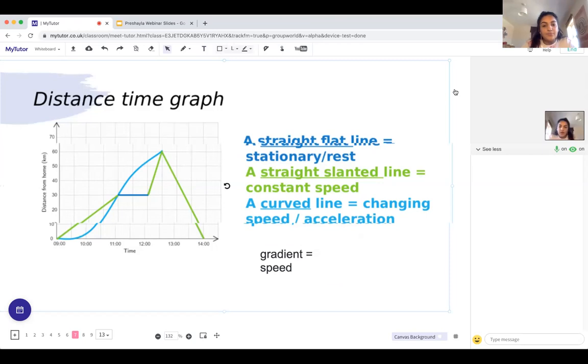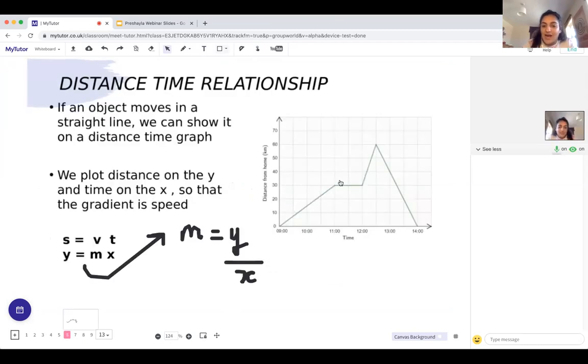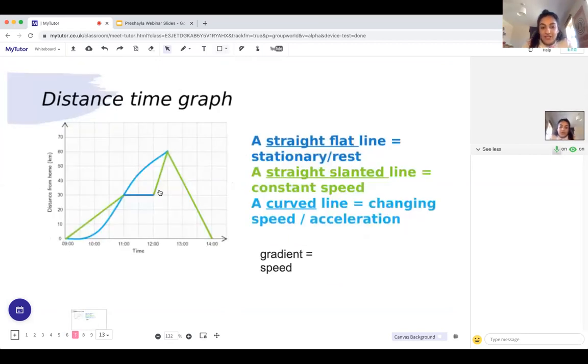Okay, so what do the features of a distance time graph look like? We have quite a basic one here, but what does it actually mean? Well, a straight flat line, as you can see in the dark blue here, means the car is not moving. Time goes on, but distance doesn't change, right? It's not going up the y-axis, it's a flat line. Time goes on, but the car does not move. So the car is at rest or stationary. It has no speed. Okay, so from 11 o'clock to 12 o'clock, the car has stopped.